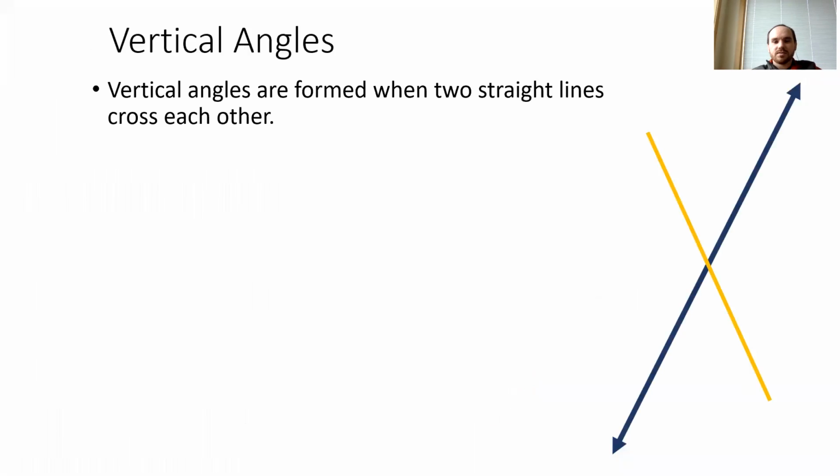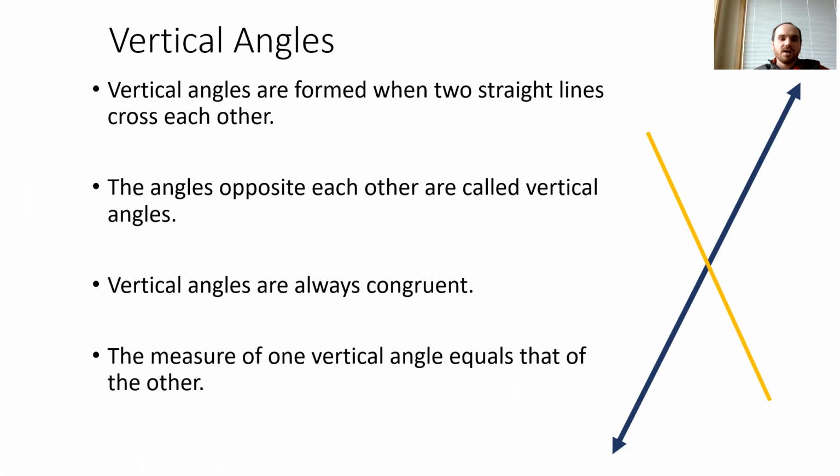And then vertical angles. I don't know why this one was animated. Vertical angles are formed when two straight lines cross each other. The angles opposite each other are called vertical angles. So this is a vertical angle with this. Those two are vertical angles.